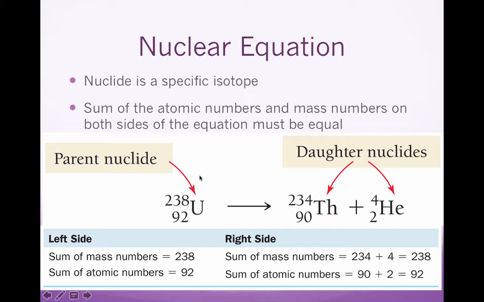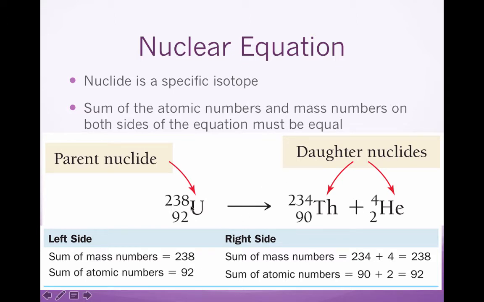So when you have these nuclear equations, the sum of the atomic numbers and the mass numbers on both sides of the equation must be equal, because we can't gain or lose protons or neutrons. They have to all still be there, right? Just like when we're talking about balancing regular chemical equations. So here we have the parent atom, here are the daughter atoms.